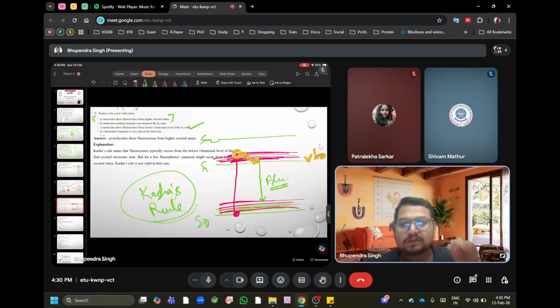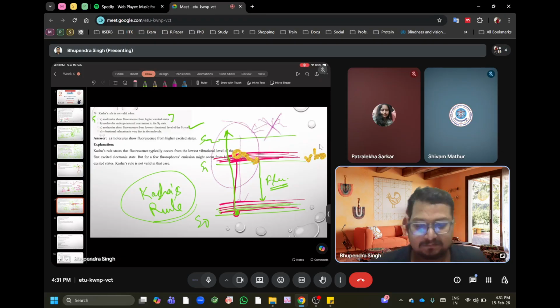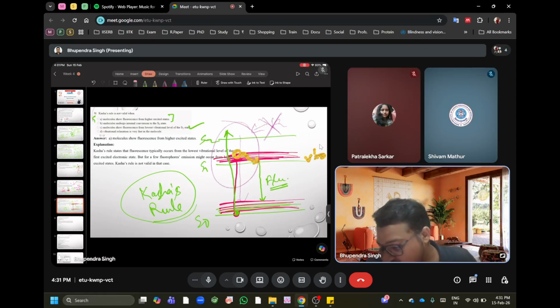But for a few molecules, or other systems, they can also go from this position to here, and they can emit from here only, here also. So this is not following Kasha's rule. That is why the statement that the molecule shows fluorescence from a higher excited state is not valid according to Kasha's rule. Fine.